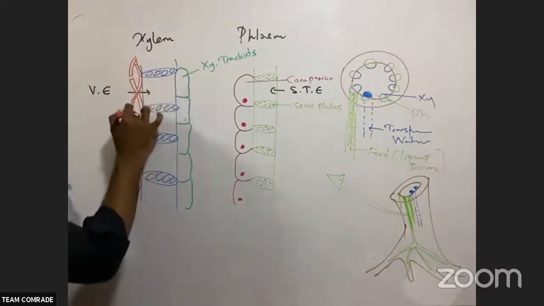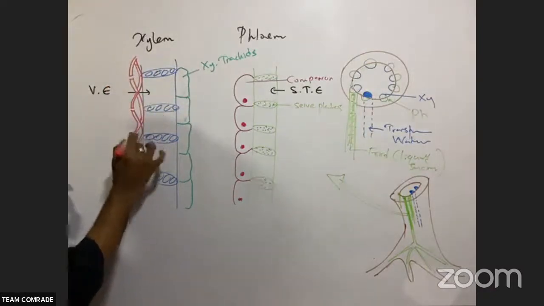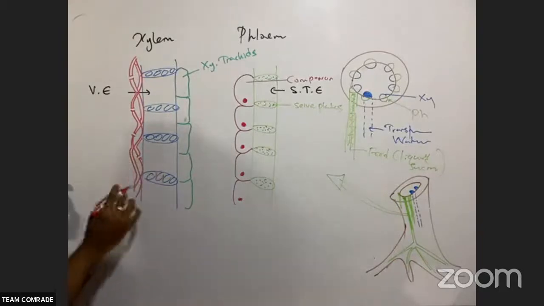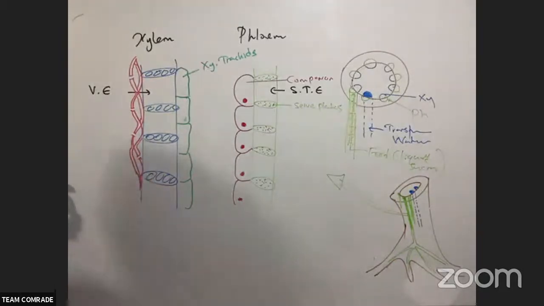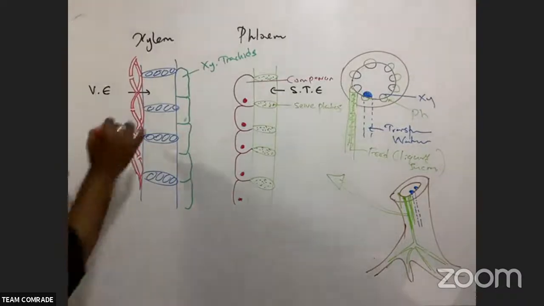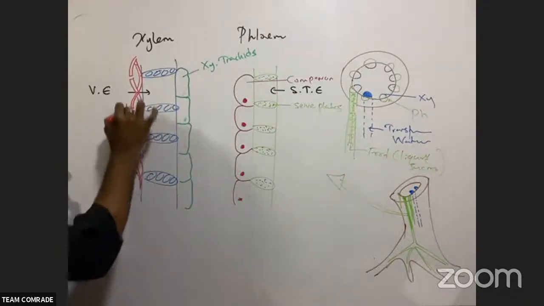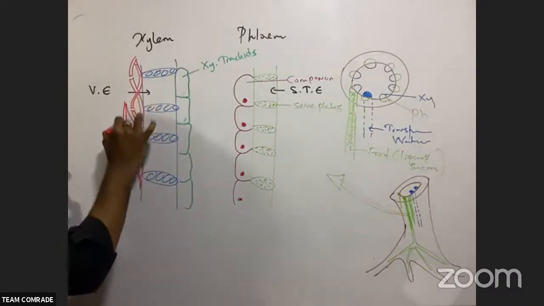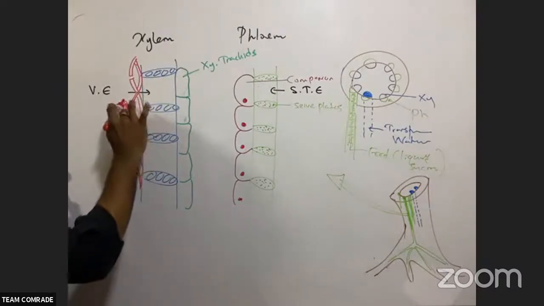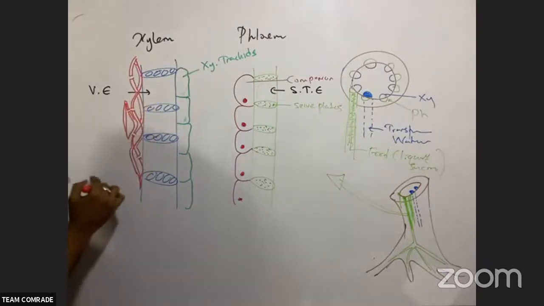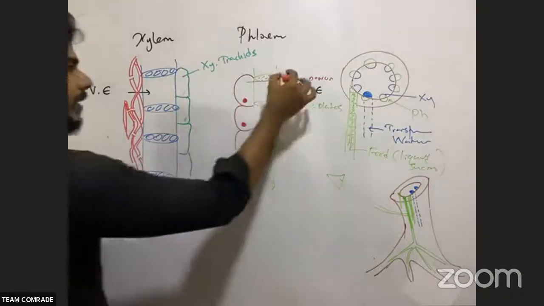What are these? Can you tell me? Parenchyma cells? Is this parenchyma? No, fibers. Yes, these are fibers. Here also fibers are there.